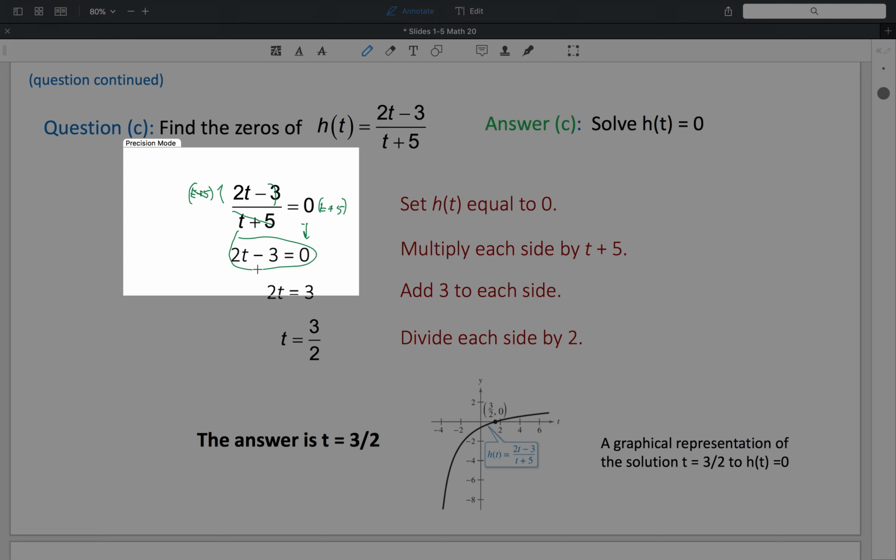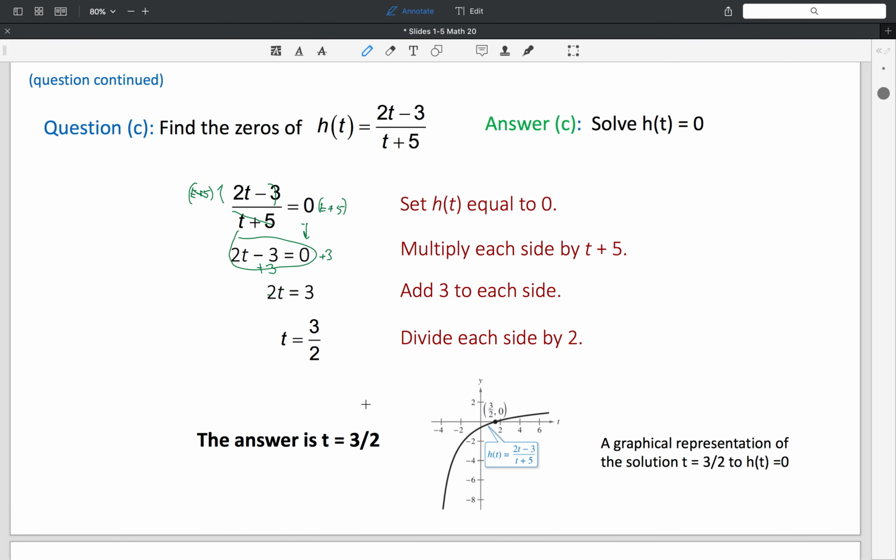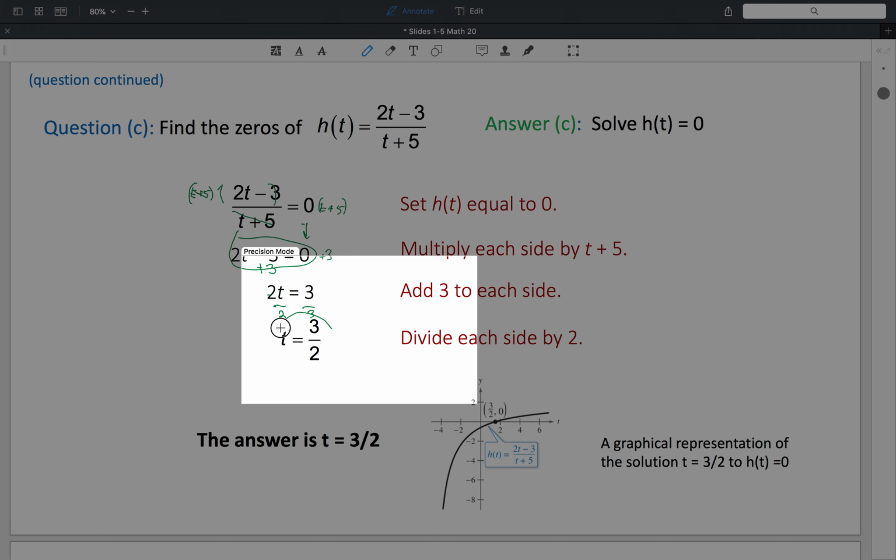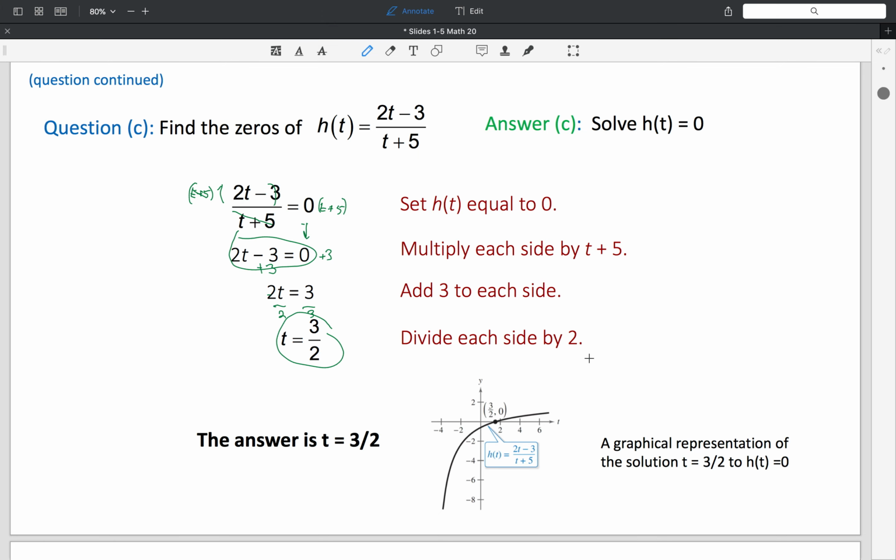I add 3 to each side. Then I get 2t equals 3. Then I'm going to divide each side by 2, and then I get, for my answer, t is equal to 3/2. And again, if you see a partial graph of the function, it does in fact cross the t-axis when that happens. Okay.